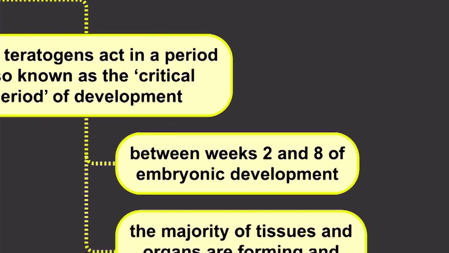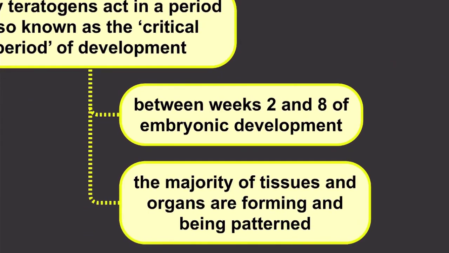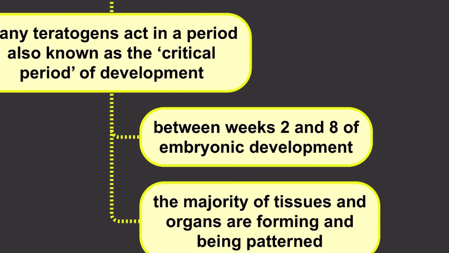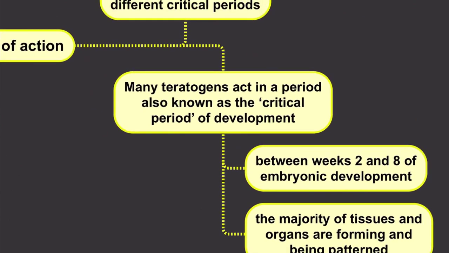Then the second principle is that many teratogens act in a period also known as the critical period. And the most critical period is between weeks 2 and 8 of embryonic development. And what's the reason? The reason is that the majority of the tissues are forming in this period. That's all. So 3 out of 5 facets of this answer are completed by you.